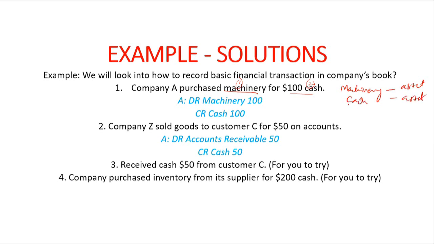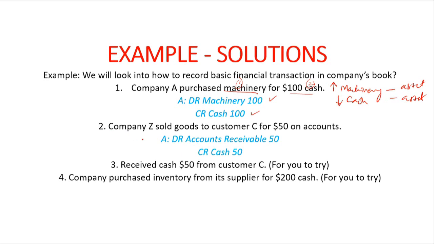In this transaction, one account is going up and another account is going down. Machinery is going up and cash is going down. Based on the rule book, whenever there's an increase in asset, you debit the asset. Whenever there is a decrease in asset, you credit the asset. So in this case, you debit machinery $100 and you credit cash by $100. Machinery is an asset going up, and cash is another asset, because you have paid cash to purchase the machine. There's a cash outflow, therefore a reduced amount of cash in the bank now. So your cash is going down, and that's why it's a credit.